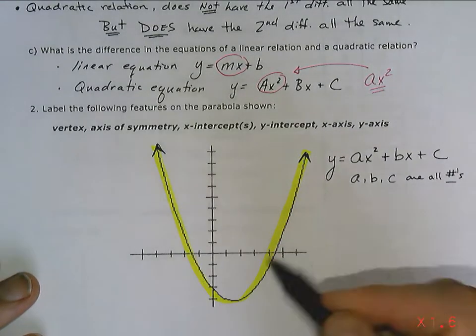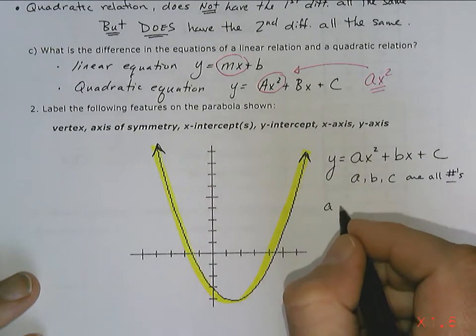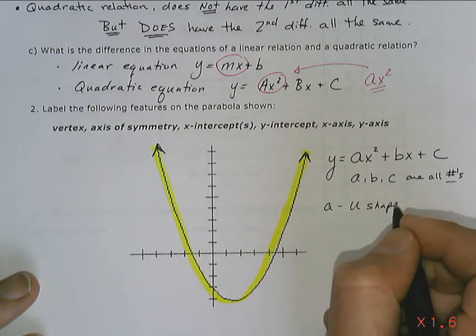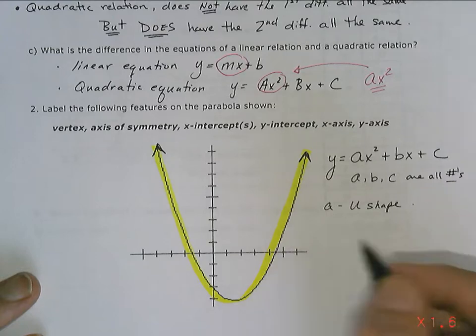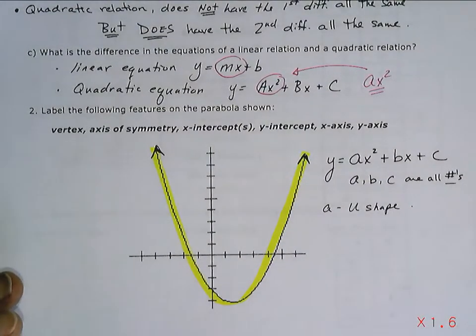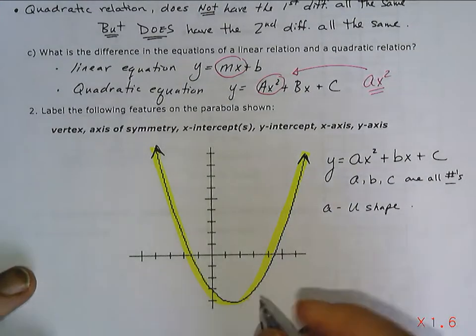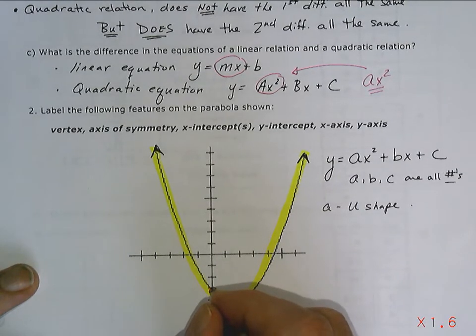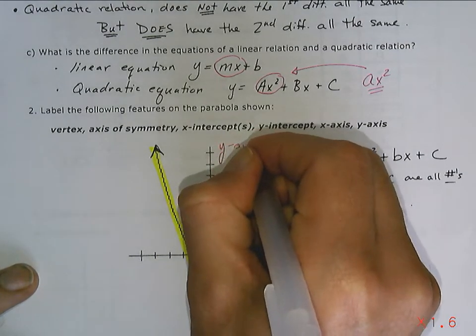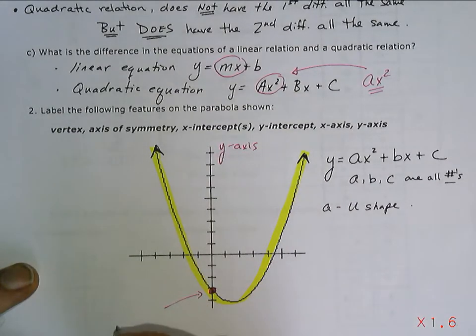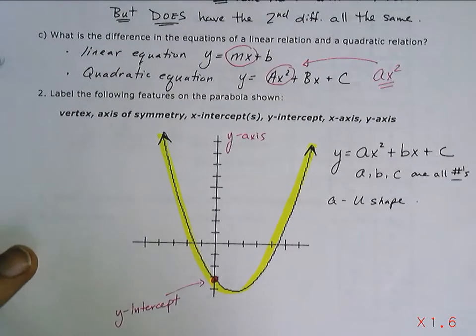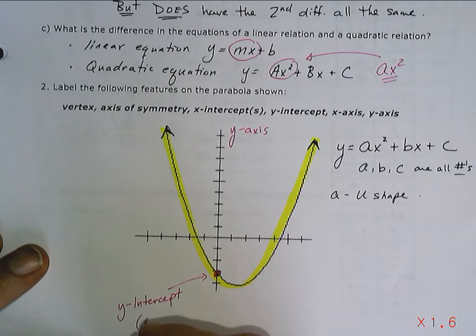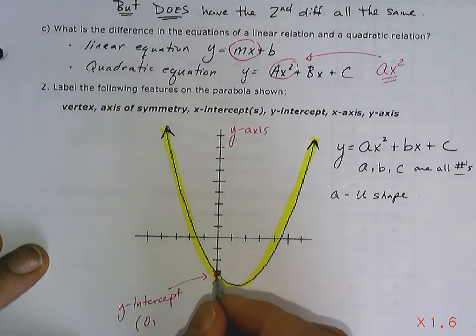And this is what it looks like. It's a U shape. And the U shape can either open up or down. And in this case, it opens up. Now it says there's some parts on this U shape that we need to know. We need to know their names. We need to know that this point right here on the y-axis is called the y-intercept. And as a coordinate point, it would be given by 0, comma, whatever this value is.